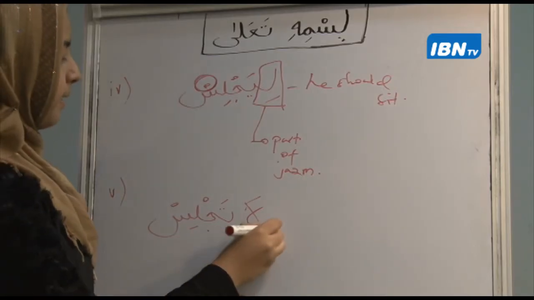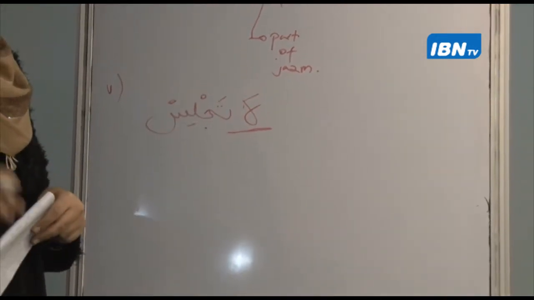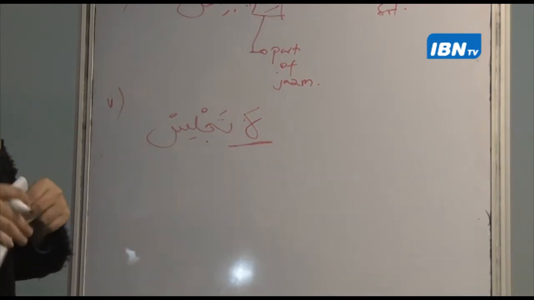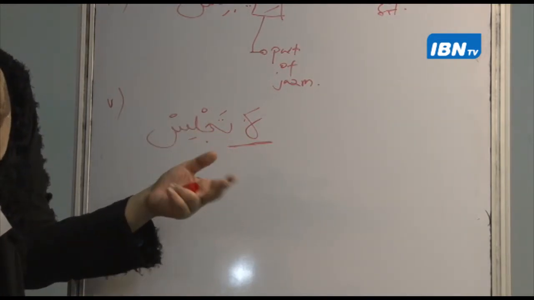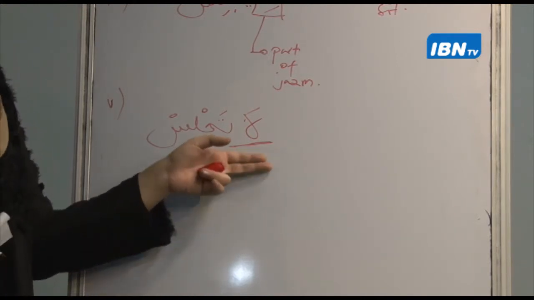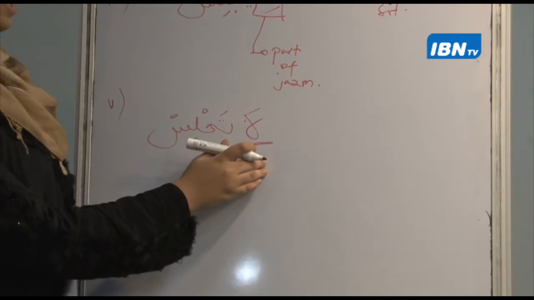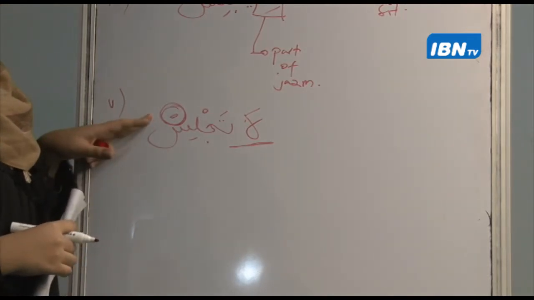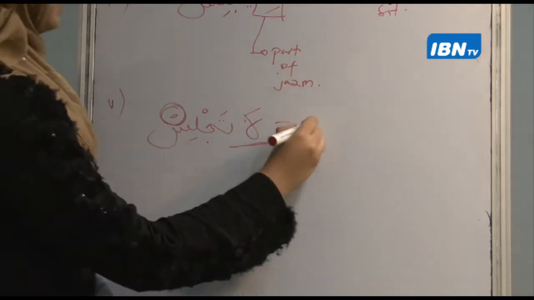So when I tell you la tajlis, meaning do not sit, this lam here is not lamul amr, this is lamun nahi. You know when we say nahi anil munkar, to prohibit someone from doing evil, this is the same thing. La tajlis, do not sit. La tal'ab, do not play. La tashrab, do not drink. La taqra, do not read. So la tajlis, do not sit. Lam here is lamun nahi. And again, the last letter carries a jazm as usual because it's preceded by the particle of jazm.